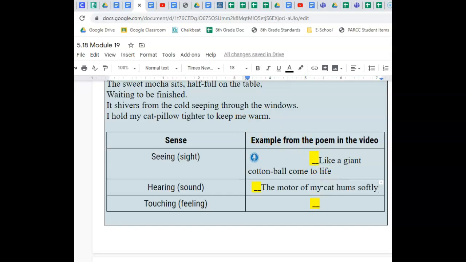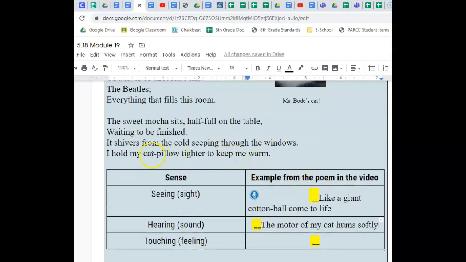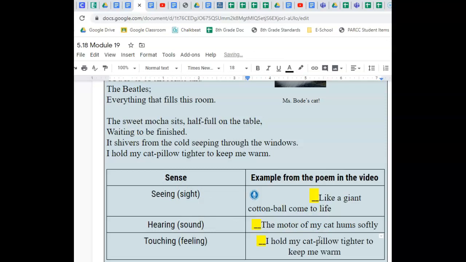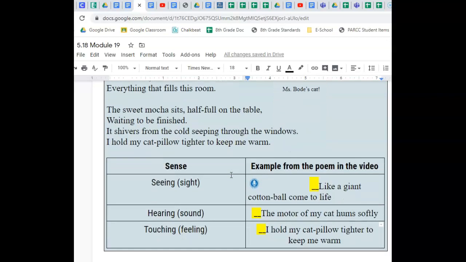And due to that, again, this has an impact on the outcome of the story, potentially the theme of the story, so make sure that you are conscious of that. Last but not least is touch. An example of touch is this last line here. I hold my cat pillow tighter to keep me warm. So, this is an example of touch or feeling.